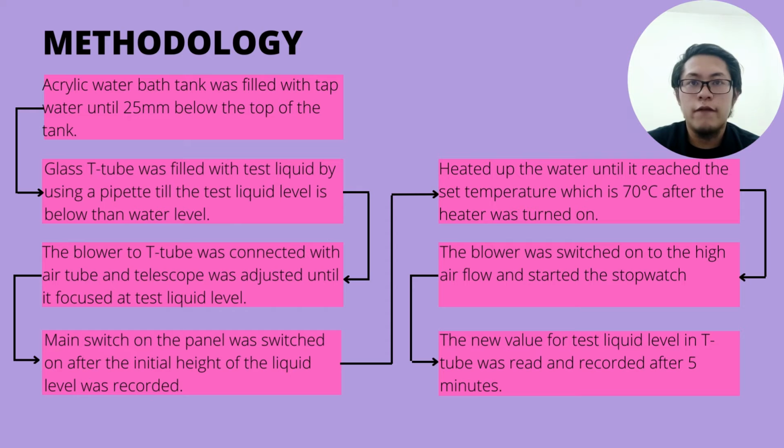Fourth, the main switch on the panel was switched on after the initial height of the liquid level was recorded. Fifth, the water was heated up until it reached the set temperature, which is 70 degrees Celsius, after the heater was turned on. Then the blower was switched on to high airflow and the stopwatch started. Lastly, the new value for the test liquid level in the T-tube was read and recorded after 5 minutes. Then we continue with result and calculation.